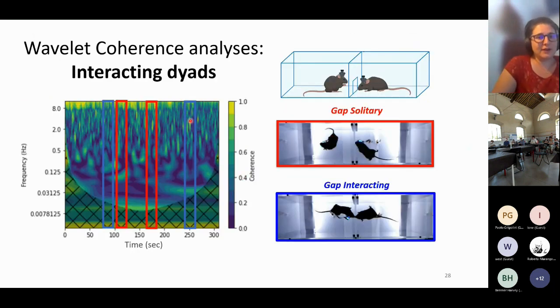So once the wavelet coherence transform analysis has been performed, we obtain a spectrum in which we find the duration of the recording, the different frequency bands related to the calcium signal profile, and in a colorimetric scale, the level of coherence. And from the spectra, we cropped the time window in which the interaction for gap interacting and gap solitary took place. So we cropped this time window and then we extracted the full spectrum of coherence.